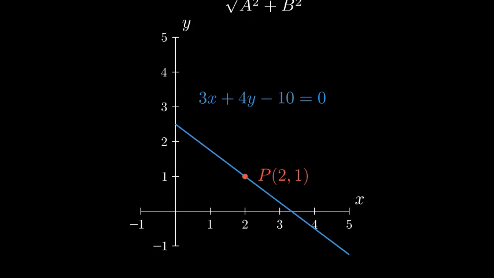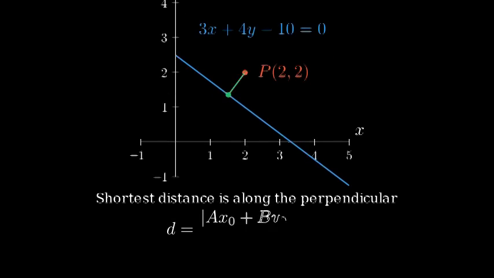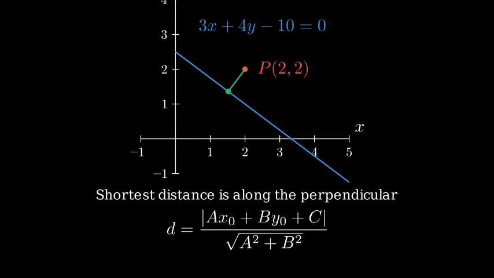Before we calculate the distance, let's understand the formula. The shortest distance from a point to a line is always along the perpendicular from the point to the line. The formula for the distance from a point with coordinates (x0, y0) to a line with equation ax + by + c = 0 is given by the absolute value of ax0 + by0 + c, divided by the square root of a squared plus b squared.